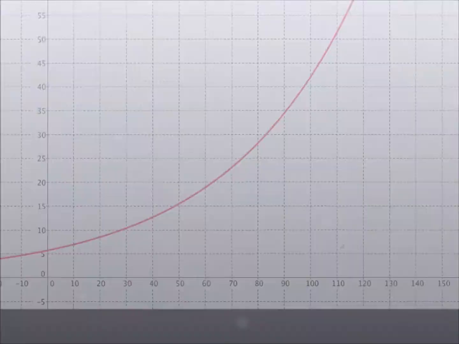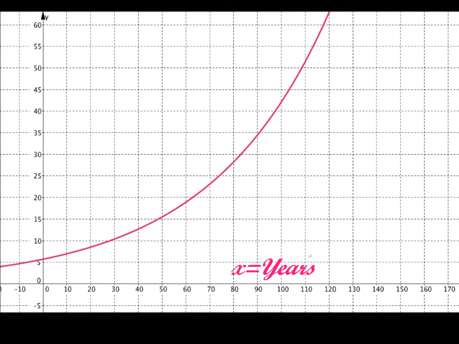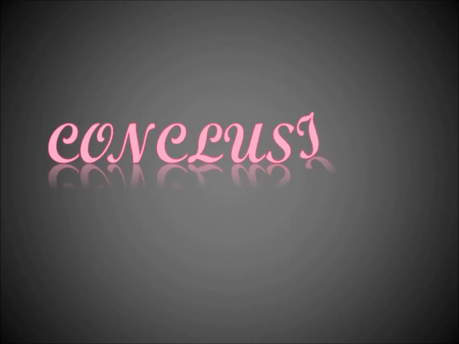1995 will be represented as x equals 0, and the years after this year will be on the x-axis, and the population in billions will be on the y-axis. Knowing this, the graph will result as follows. Considering the function we use to represent the population growth since 1995, in which the population was 5.7 billion people, with an increasing rate of 2%, we can answer the following.